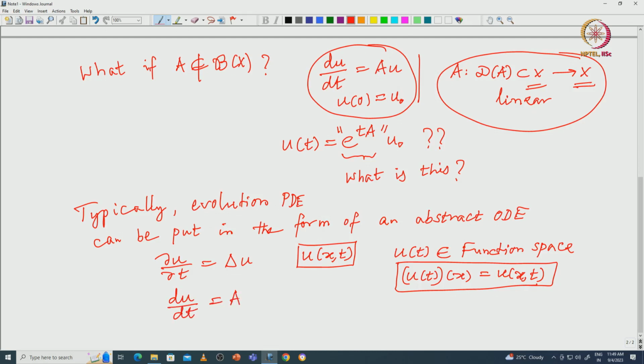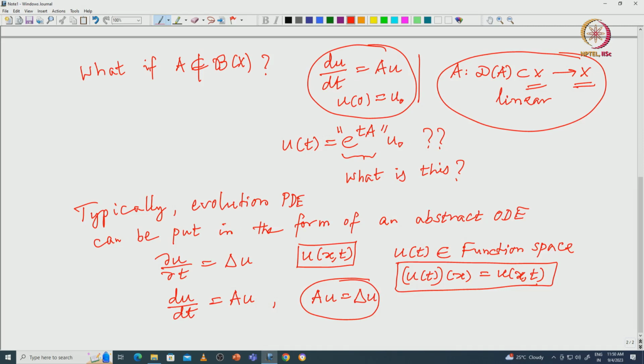Okay. With this understanding, we can write this as du by dt equals Au. So, now Au is the Laplacian. Okay. So, this A acts on a function space, and as long as we can give appropriate meaning and a class of u for which this is well defined, we can write this heat equation in the form of an abstract ODE. Okay. So, similarly we can do that for the wave equation and Schrodinger equation.